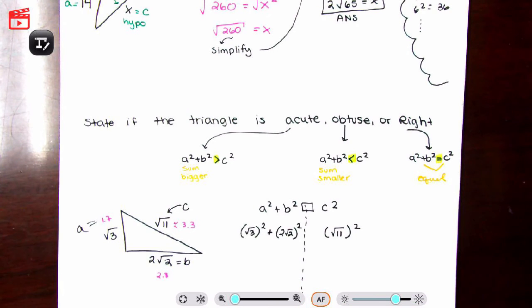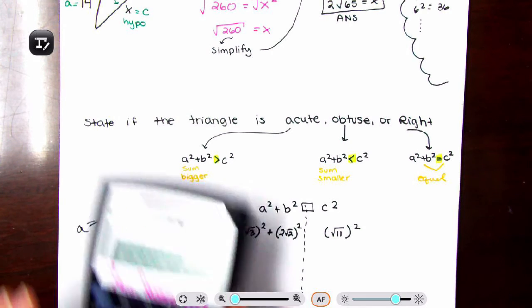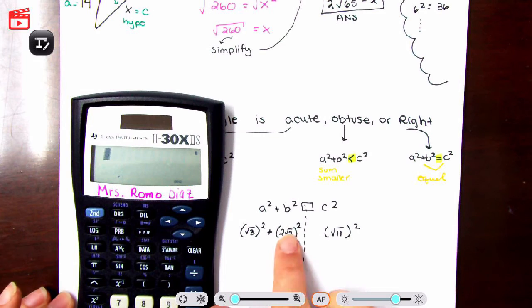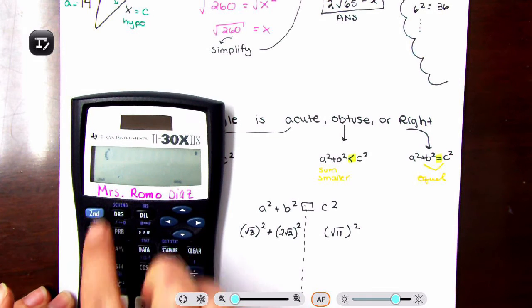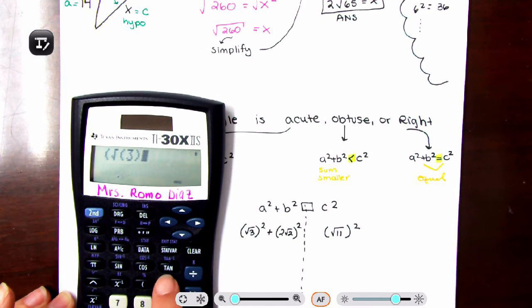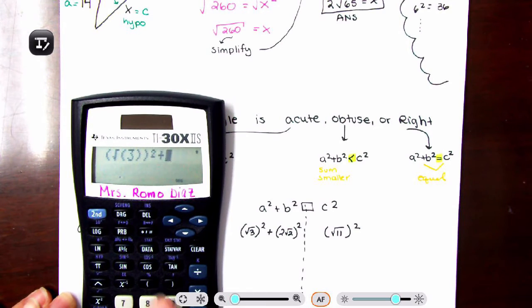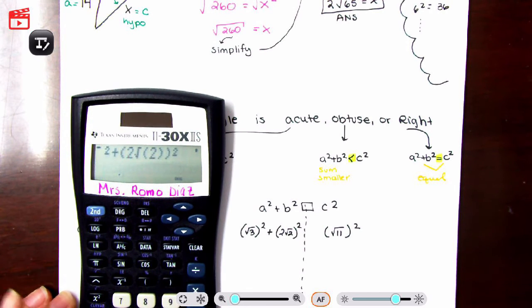Now, when you're doing this here, don't panic. Just let your calculator do the work. What I'm going to do is I'm going to type all of this into the calculator. Parenthesis, square root of 3, parenthesis, parenthesis. You got to close everything up. We're going to square that, plus parenthesis 2 times the square root of 2, parenthesis, parenthesis, squared. I'm going to press enter, and that gives us 11.